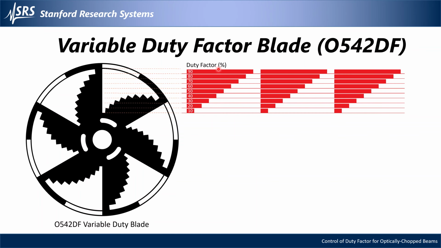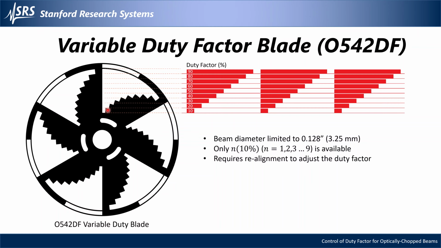If you need a precision duty factor, we offer the variable duty factor blade shown here. Simply by choosing where along the blade radius your beam passes, you can choose a duty factor from 10 to 90%. This has a few drawbacks still. Your beam diameter is limited to about 3 millimeters. Only integer multiples of 10% are available. And if you need to adjust the duty factor, for example, in a power dependence study, your beam path must be realigned.